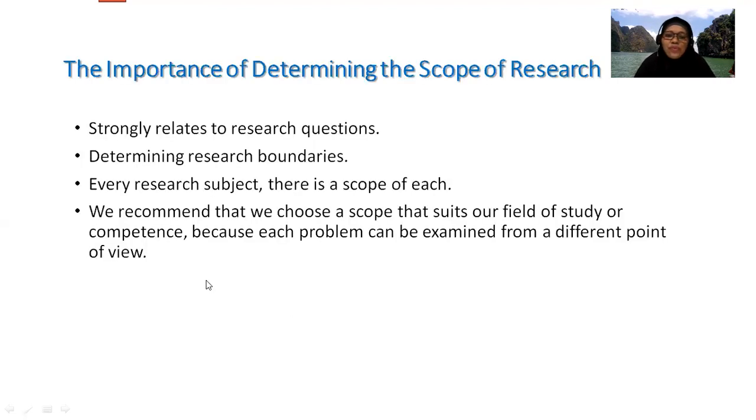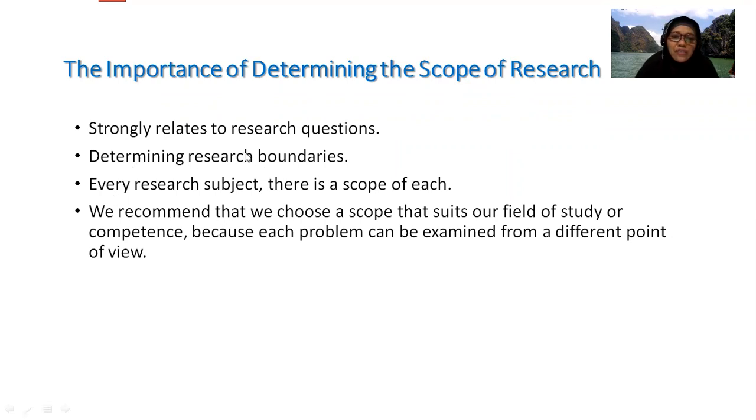And why do we need a scope of research? Because it is an important thing in our research methodology. The scope of research is strongly related to the research question, so it will be related to our theme and our topic. It also determines research boundaries, so it will give our research a precise scope for what we want to do.